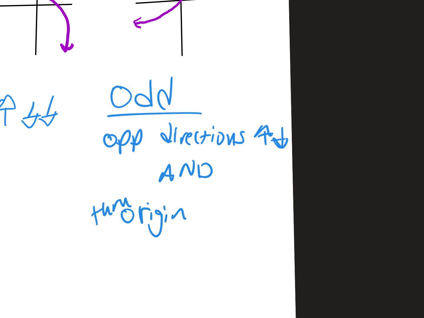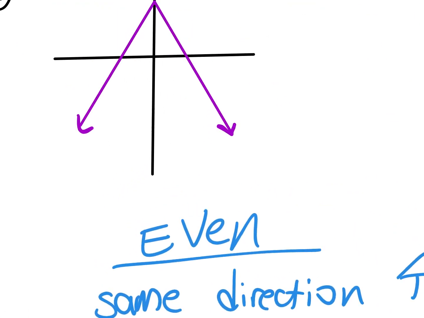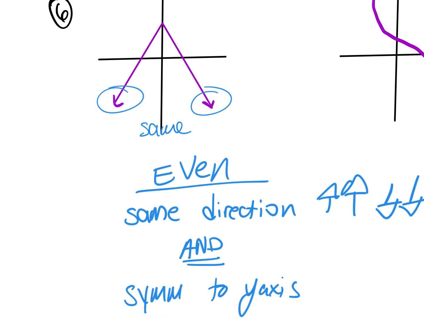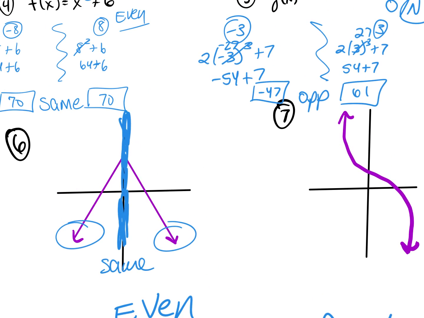Got to do both. So if I look at this first example, number 6, okay, obviously I drew this by myself, so pretend that it's perfect. The arrows are in same direction or opposite? Same. They're in the same direction, okay, so that's good. Then I look at the y-axis. Does the y-axis cut this thing perfectly in half? Yes. So then this would be an even function.